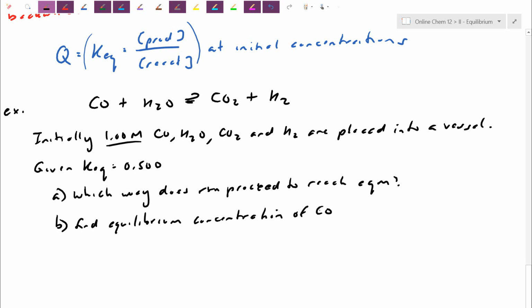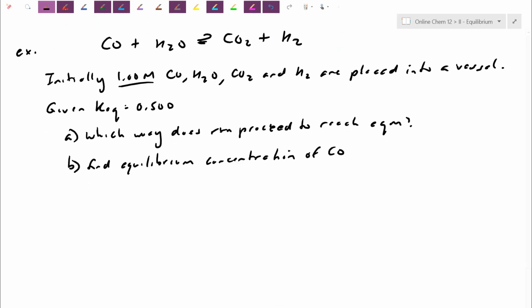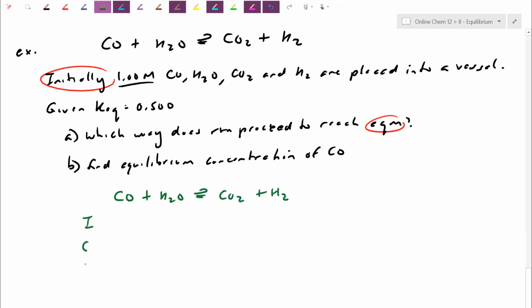Okay, just to make sure you have the ICE table, that's how it's set up. Let's try it out here. There is a sense of time passing because we're given some initial amounts, and later on we're told it's at equilibrium. So that's my hint. It's going to need to be an ICE table. So let's try it out here. We'll use the balanced equation as our heading. CO and H2O is in equilibrium with CO2 and H2. I have my ICE down the side.